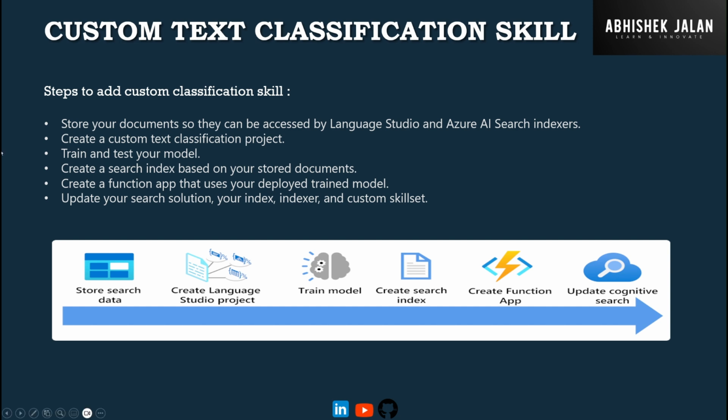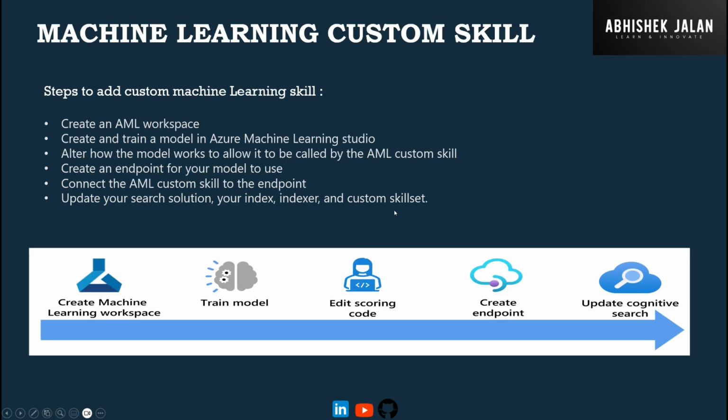Then you create a custom text classification project. Then you train and test your model. Then you create a search index in your Azure AI Search solution, and you host this custom text classification project on a function app as an API endpoint. Then you update your search solution, your index, indexer, and custom skill set to incorporate this text classification skill as a custom skill.